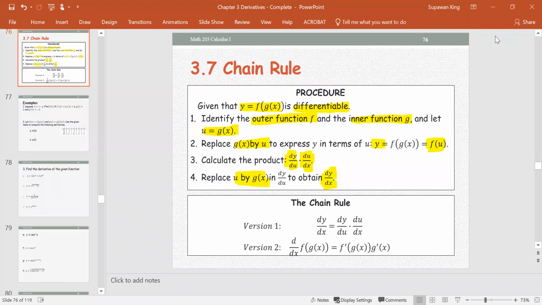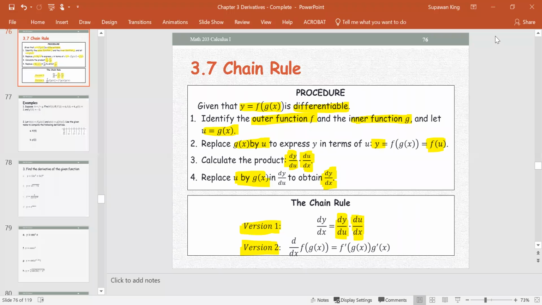The chain rule has two different versions, depending on which one is appropriate for the certain problem. Version 1: dy by dx is the product of dy by du and du by dx, where we treat y as a function of u. U is the inner function.